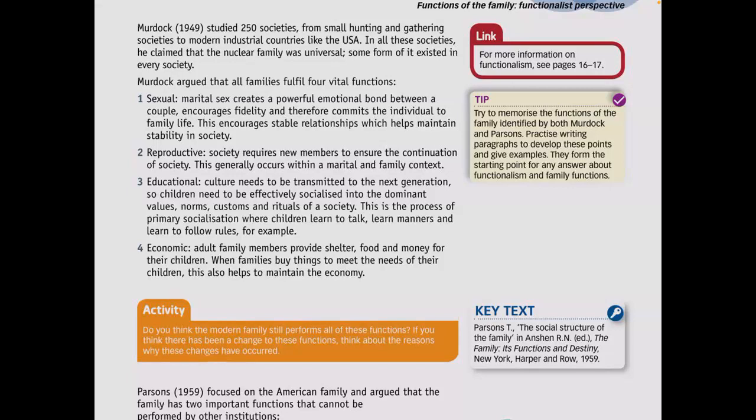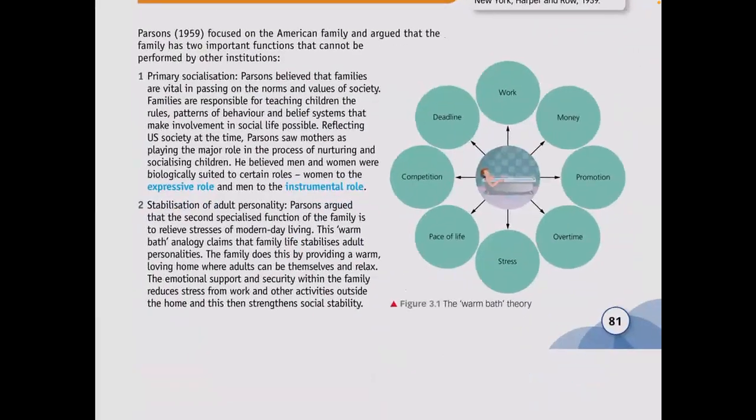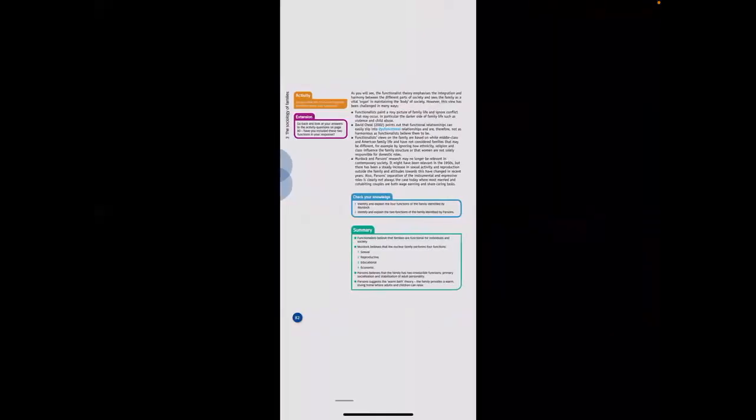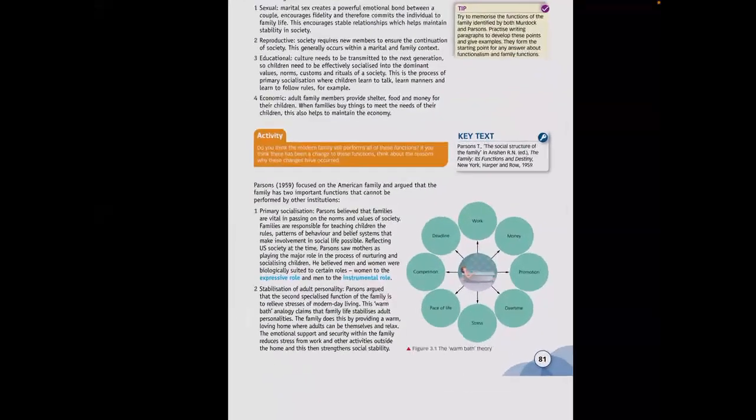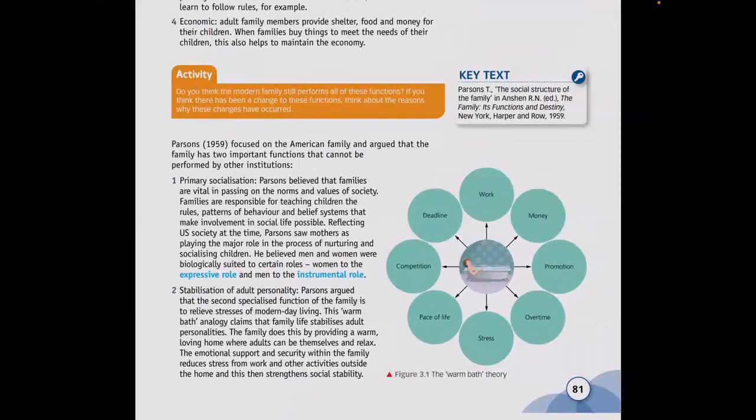Yes. Amazing. That's Murdock. When we go ahead, we're looking at Parsons. Talcott Parsons. Again, he was also an American family sociologist, and he focused on the American family and argued that family has two important functions that cannot be performed by other institutions.